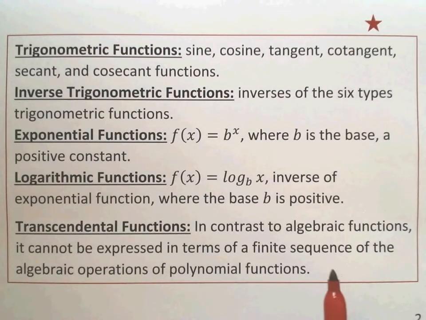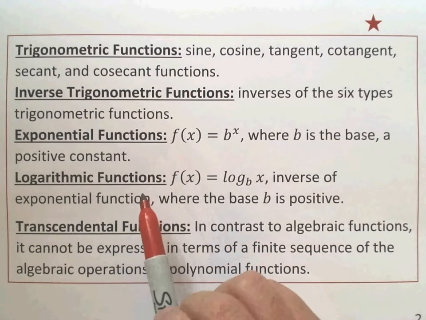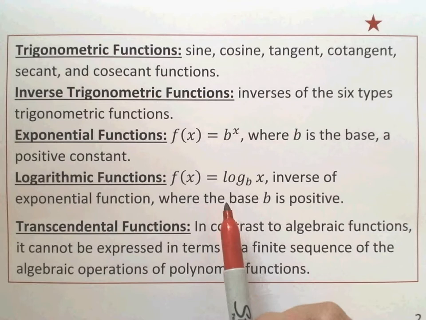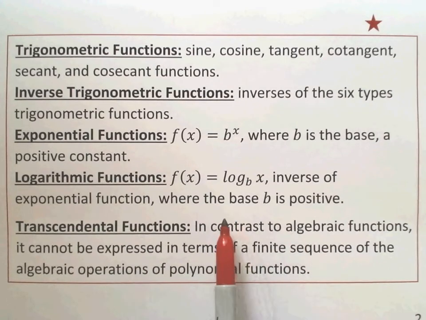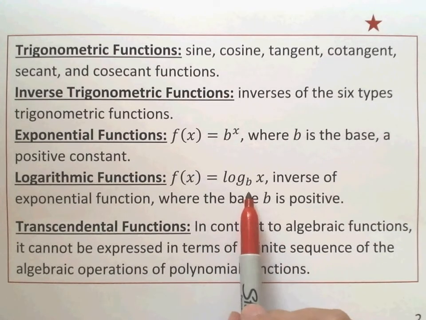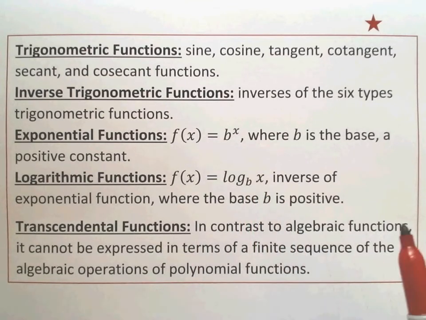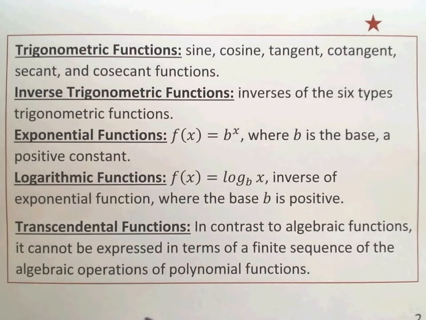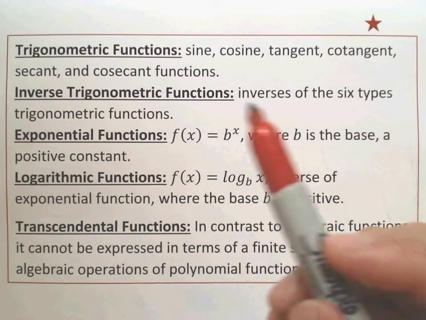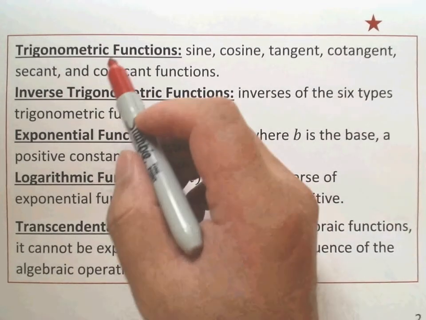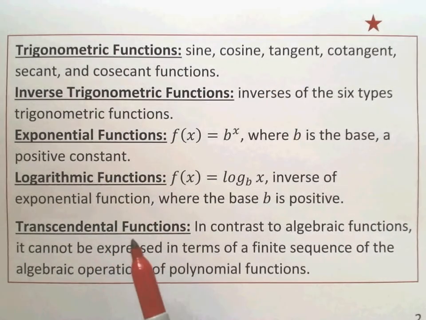Another type is the inverse of the exponential function. We call it the logarithmic function, right? Logarithm. Can you see? b is positive, this is the base, a positive number. x is the variable. This is log. So exactly we have two types, either increasing or decreasing. And all these basic types we put together, we call the transcendental functions.